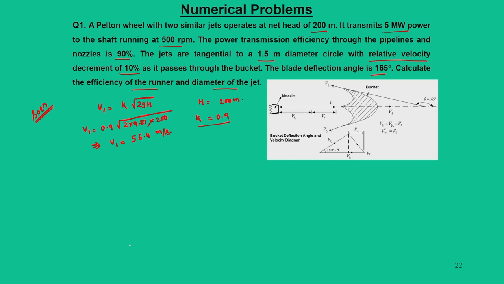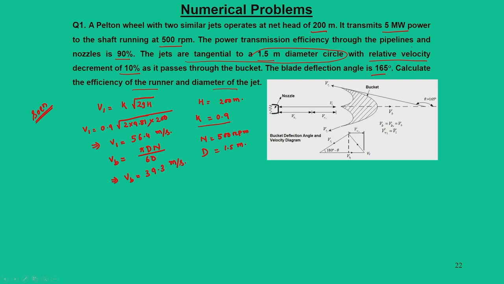Once we know V1, we can also estimate bucket velocity Vb as pi D N by 60. Here N stands for 500 rpm, and D is the diameter of the wheel. Since the jets are tangential to a 1.5 meter diameter circle, D can be taken as 1.5 meter. Putting this number, we find bucket velocity as 39.3 meter per second.